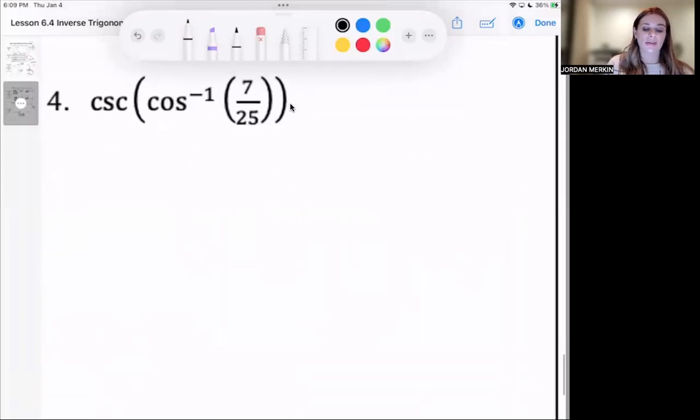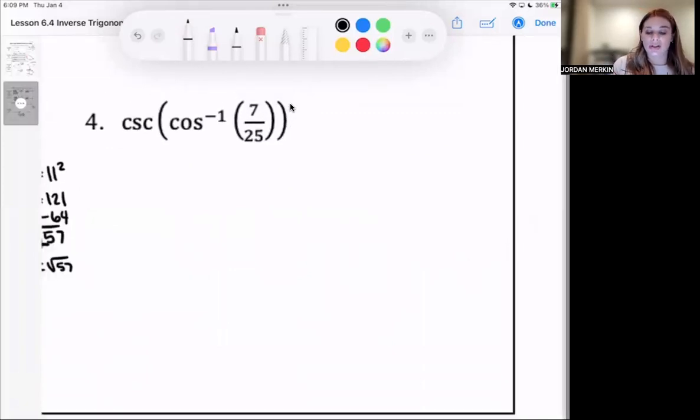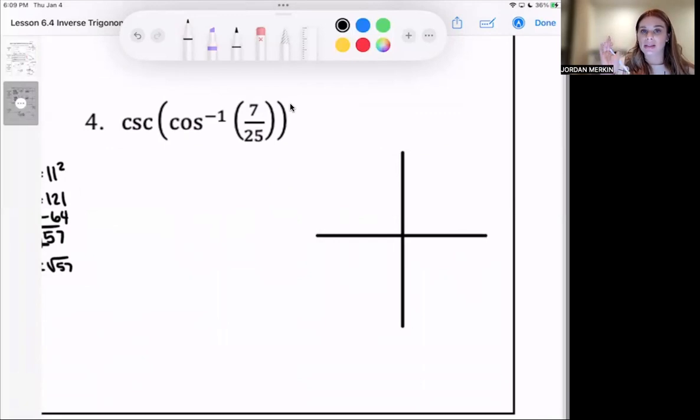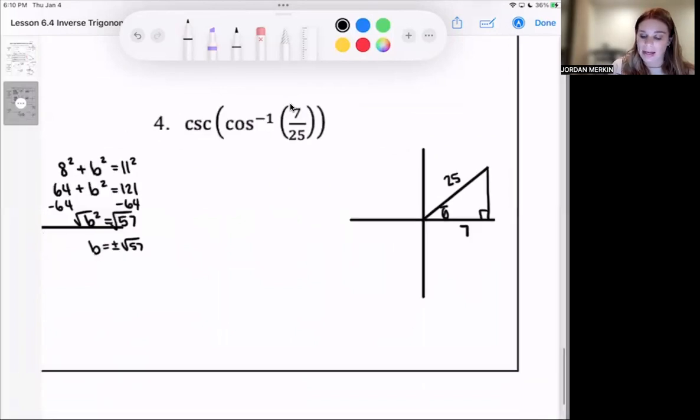So number 4, we have cosecant of inverse cosine of 7 over 25. So we're going to draw our picture once again. Inverse cosine lives in quadrants 1 or 2. Because it's positive, we are in quadrant 1. All right, so we have our reference angle right there. Cosine is adjacent over hypotenuse. So let's use Pythagorean theorem to find that third side. We have 7 squared plus, we'll call this b squared, equals 25 squared.